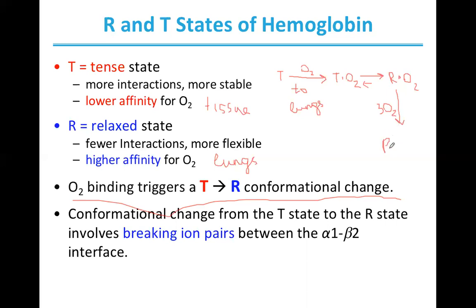Then we'll have R times 4 oxygens. This makes sense? Once you bind, this is positive cooperativity. The T state goes into the lungs, binds 1 molecule of oxygen, changes the shape, and 3 additional oxygens will bind more easily. Now, let's just write fast.